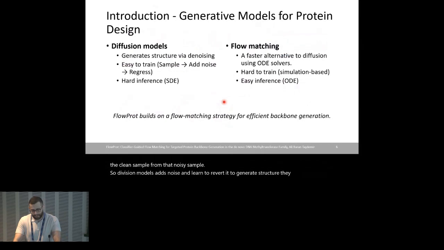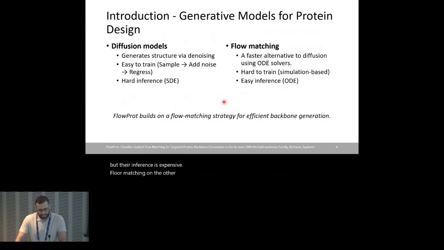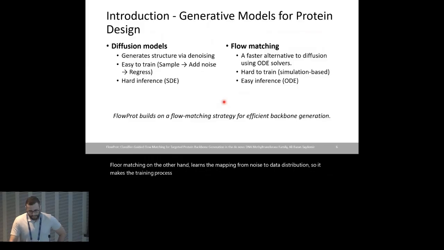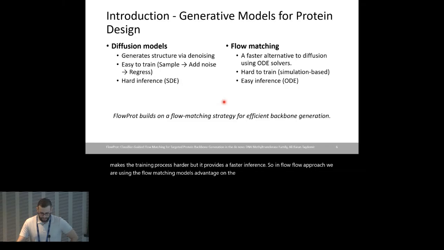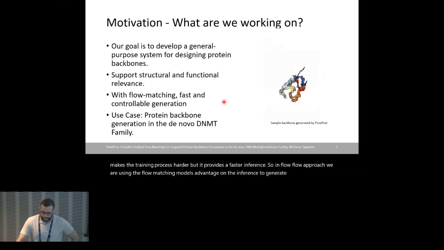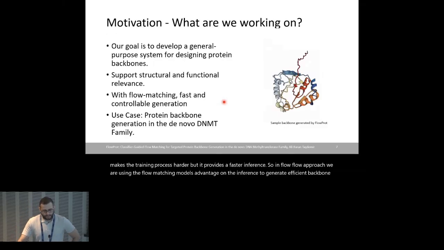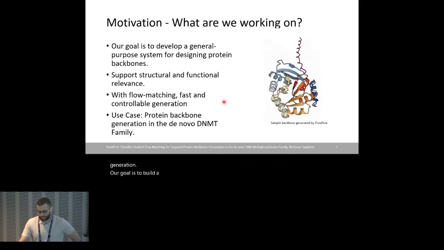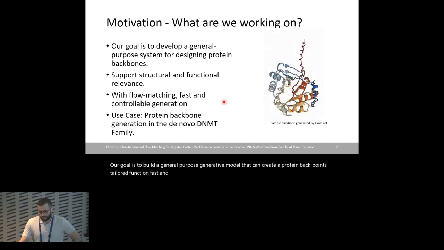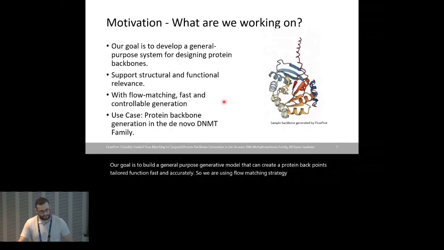They are easy to train, but their inference is expensive. Flow matching, on the other hand, learns the mapping from noise to data distribution. So it makes the training process harder, but it provides a faster inference. So in FlowProt, we are using the flow matching model's advantage on the inference to generate efficient backbones. Our goal is to build a general purpose generative model that can create protein backbones tailored to a function fast and accurately. So we are using the flow matching strategy to utilize its speed in sampling.